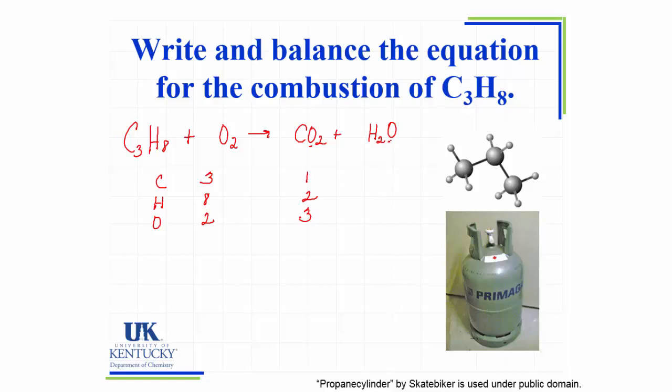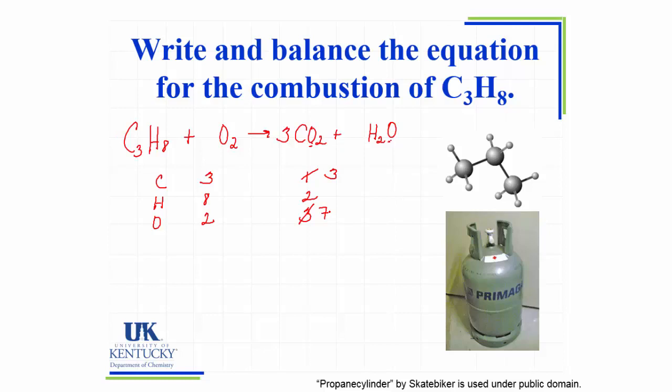I'm going to start with my carbon because I have 3 carbons on the left and only 1 on the right, so I need to add a coefficient of 3 in front of CO2. When I do that, that changes to having 3 carbons, but it also changes the number of oxygen atoms. So now I have 6 plus 1, or 7 oxygen atoms.